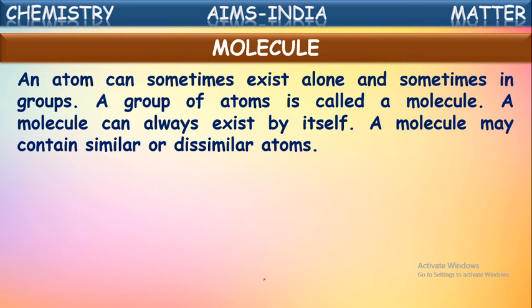A molecule may contain similar atoms or dissimilar atoms. Molecule means a group of atoms. So a molecule may be formed by only one kind of atoms, or sometimes dissimilar atoms, different kinds of atoms, may combine together to form one molecule.